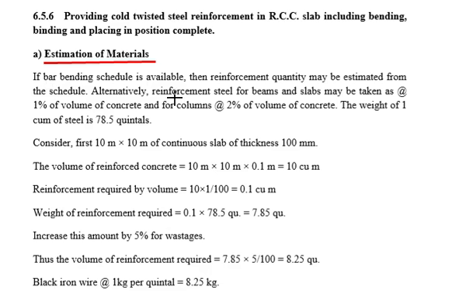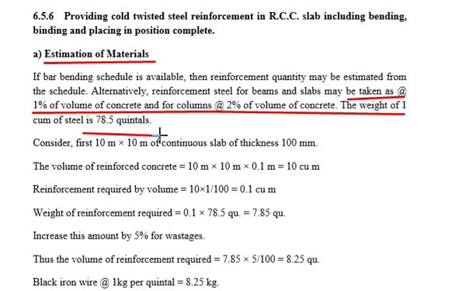reinforcement steel for beam and slab is taken at the rate of 1% volume of the concrete, and for column 2% volume of the concrete. Now the weight of steel per cubic meter: 1 cubic meter of steel has 78.5 quintal. It means 7850 kg. 1 cubic meter of steel will have this weight. This is calculated from the density.